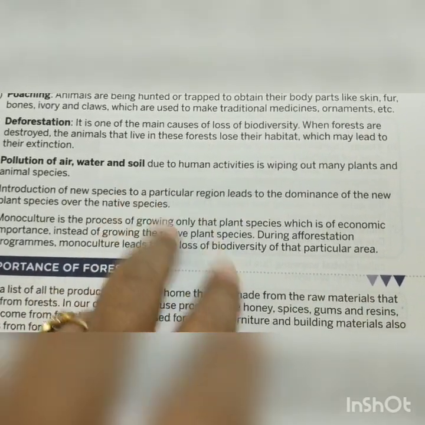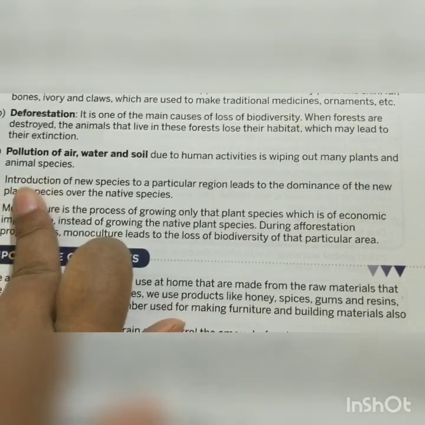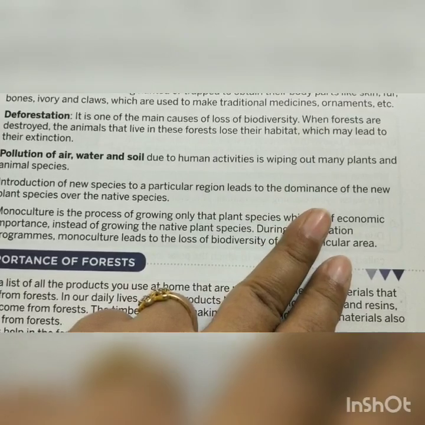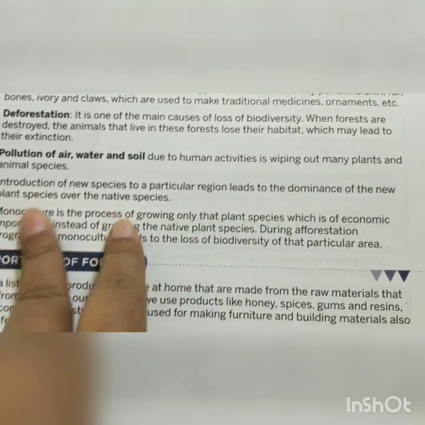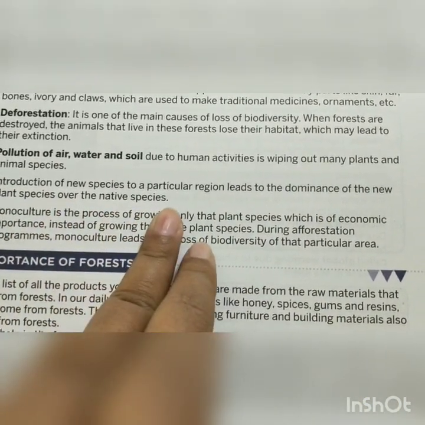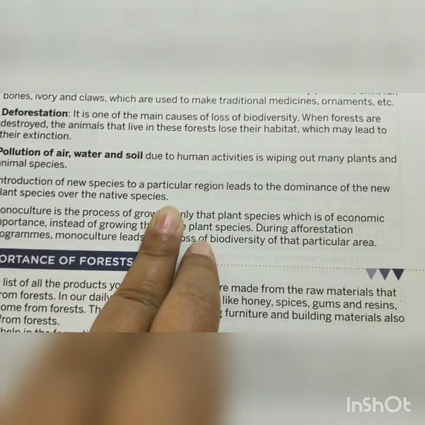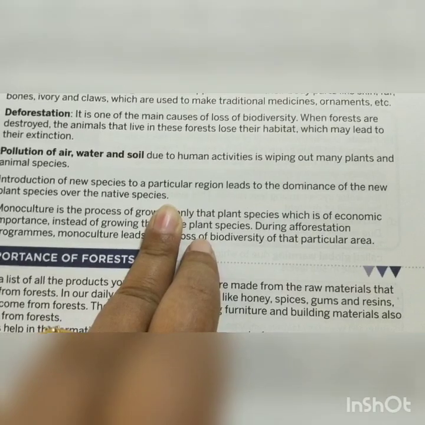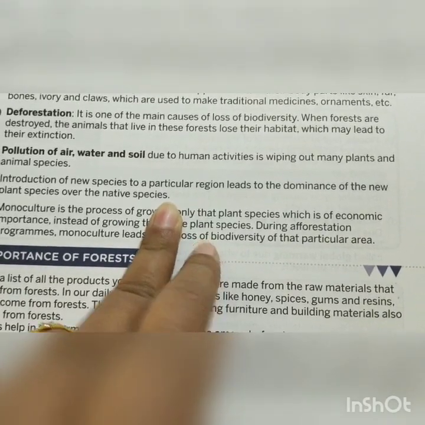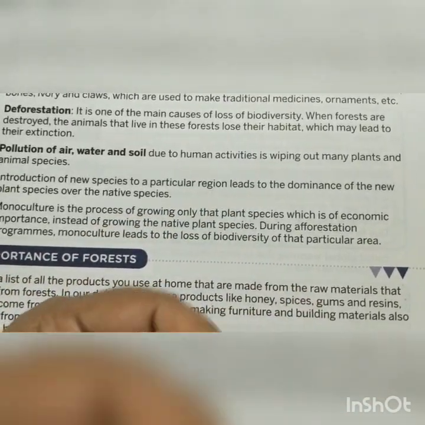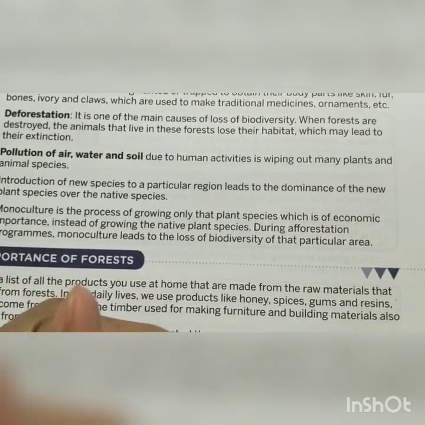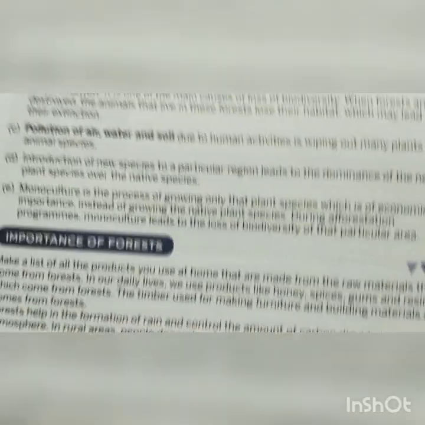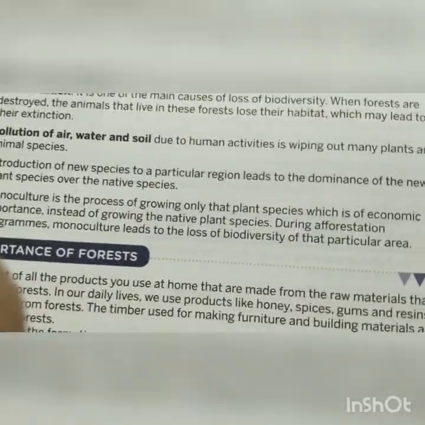Number four, introduction of new species to a particular region leads to the dominance of the new species over the native species. So in some places new species are grown or produced, due to which the native species, meaning the original species of that particular region, will be destroyed.